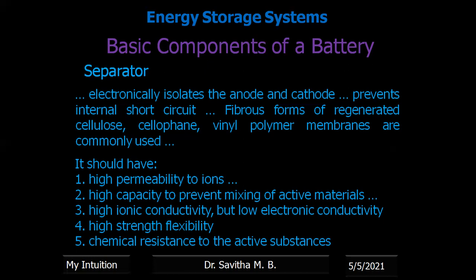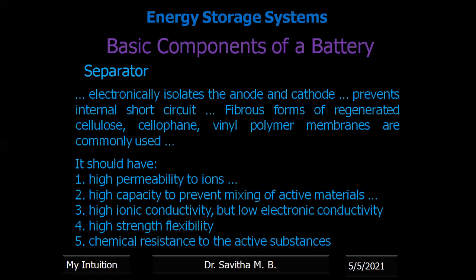Generally, fibrous forms of cellulose, cellophane, and vinyl polymer membranes are used as separators. Now, what are the properties of the separator? The separator should be highly permeable to the ions. That means when the anode and cathode reactions take place, whatever is required for the anode reaction should be provided from the electrolyte, and the products of the anode reaction should also go to the cathode compartment. So the separator should allow the passage of electrolyte. It should separate the anode and the cathode, but it should be permeable. That means it should be porous and allow the ions to pass through it.